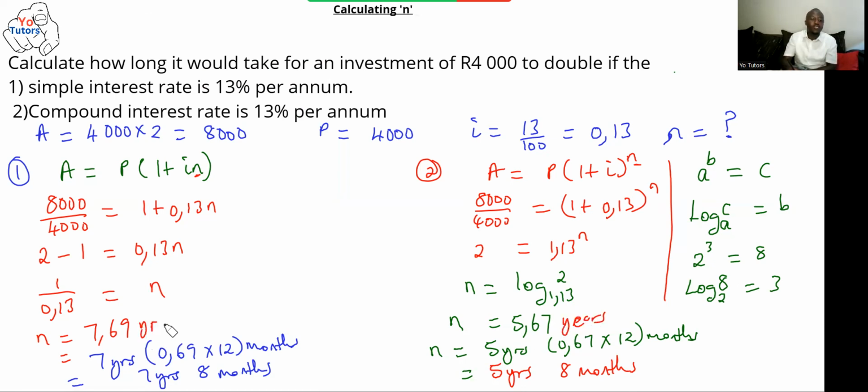This is also 7.69 years for the simple interest. But if you want to express it in years and months, that's what you do.